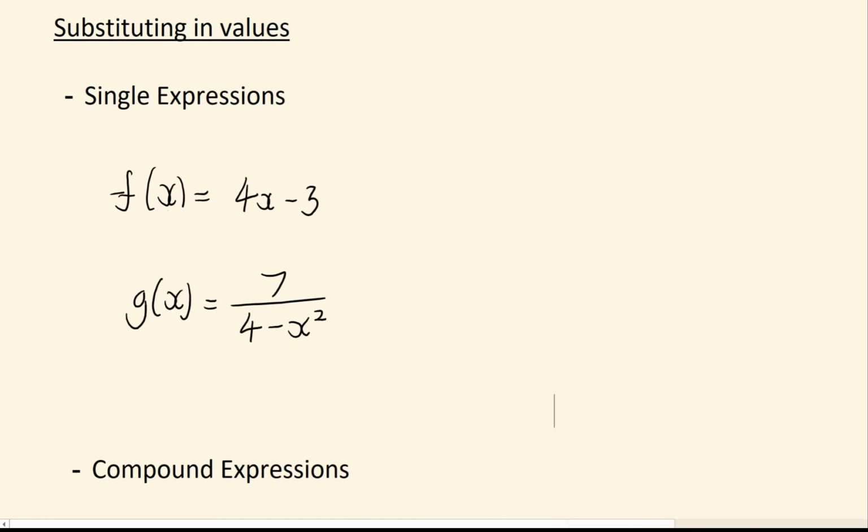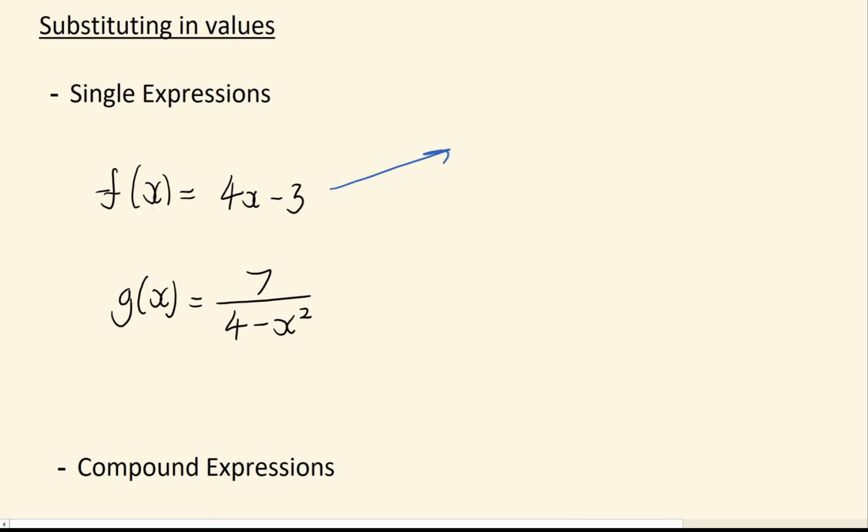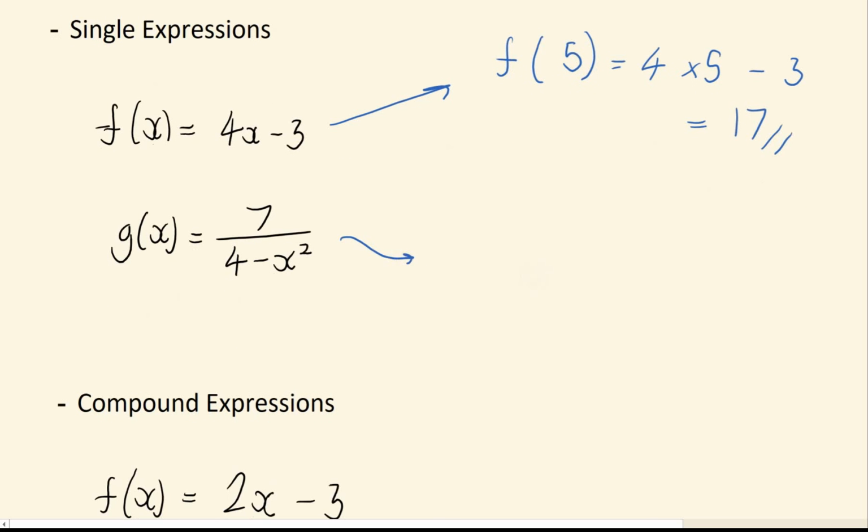So in each case, we'll start with single expressions and then compound expressions. So you're given a function and then say work out something like f of 5. All you need to do here is every time you see x in here, replace it with 5. So 4x minus 3 will become 4 times 5 minus 3, which then gives you 17.